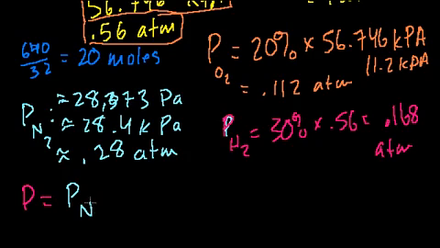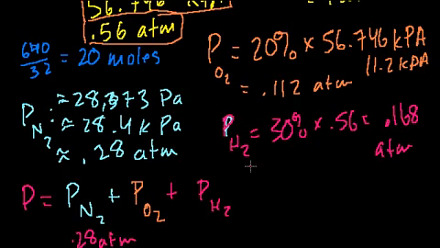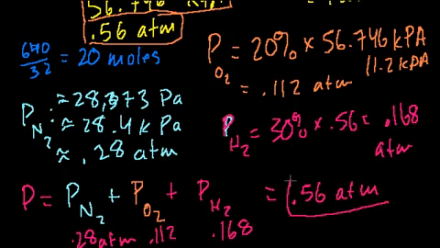And so the total pressure should be equal to the sum of the partial pressures of each of the gases: the partial pressure of nitrogen, plus the partial pressure of oxygen, plus the partial pressure of hydrogen. And so this one we figured out was 0.28 atmospheres. The oxygen was 0.112 atmospheres, and this was 0.168. And if you add these together, you will see indeed that they add to 0.56 atmospheres, which was the total pressure of our system.